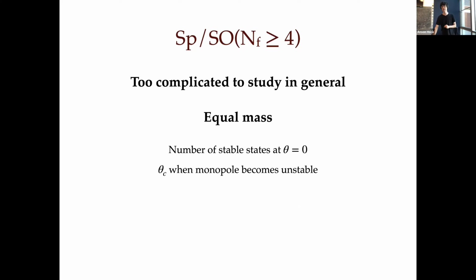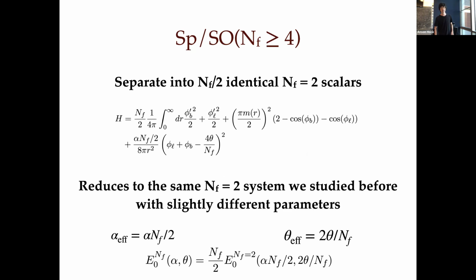It turns out for the equal mass case, you can actually study things quite well. So let's just ask, what is the number of stable states around theta equals 0 when all the masses are equal? For bonus, you can also calculate when the monopole becomes unstable to decay, how large theta has to be.